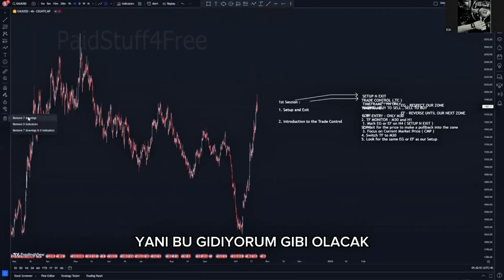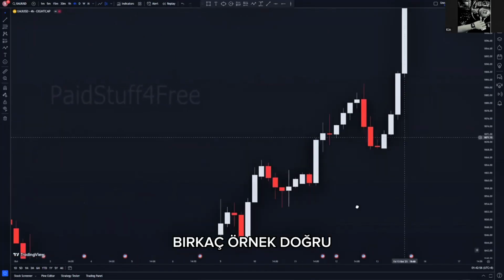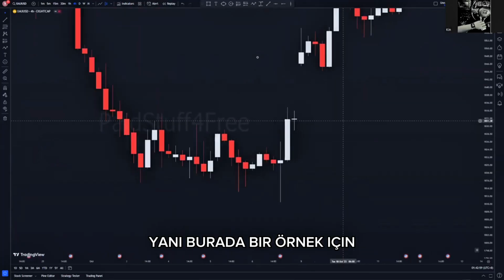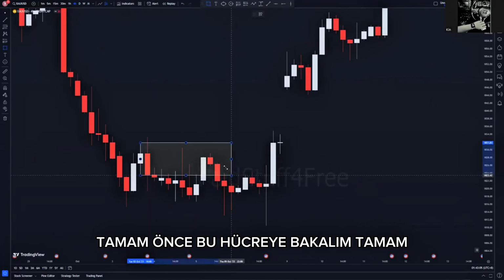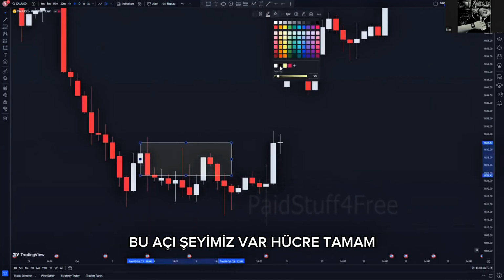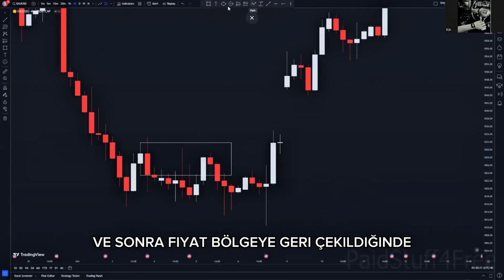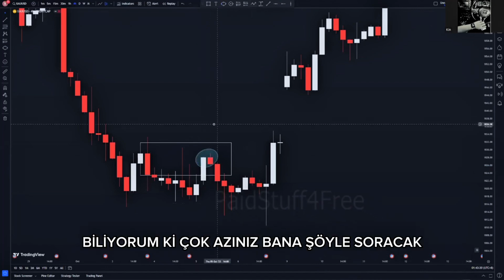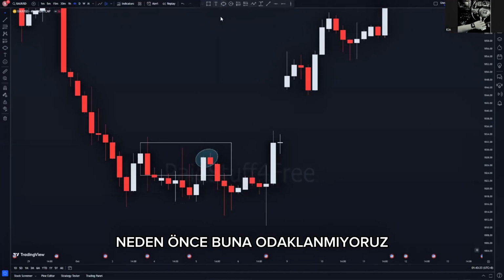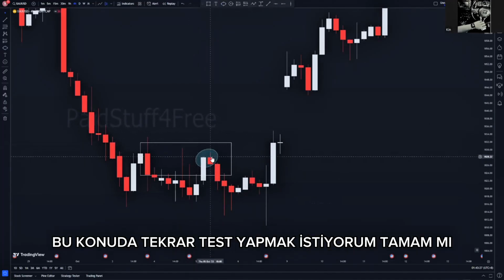I'm going to show you guys a few examples. So for an example right over here, let's look at this cell first. We have this engulfing cell, and then the price made a pullback into the zone. I know a few of you will ask me why we don't focus on this one first. No, because I want to focus on this one. I want to do a backtest on this one.